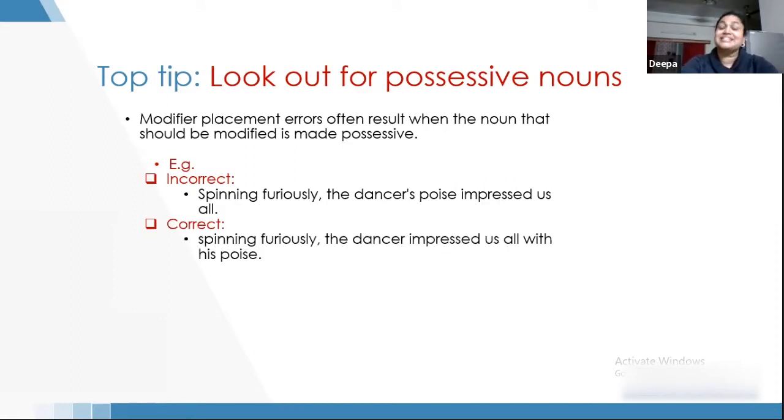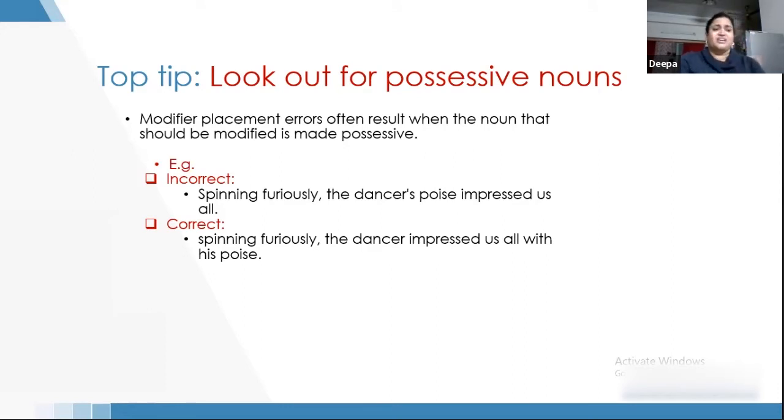Spinning furiously, the dancer impressed us all with his poise. Right, now in this case, we need to understand that the dancer is more important, and that is the person who has given the poise, and not the dancer's poise, right? So therefore, who was spinning furiously? Was it the dancer's poise or was it the dancer? The dancer. That's the reason immediately after this, we have to put the dancer.